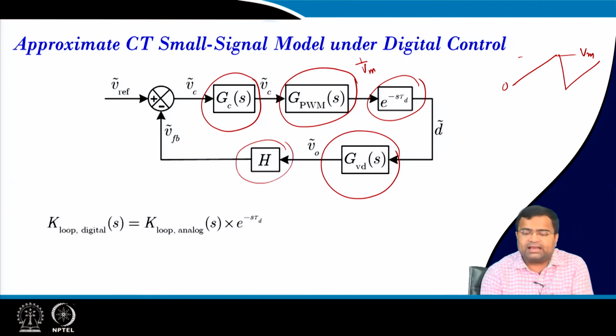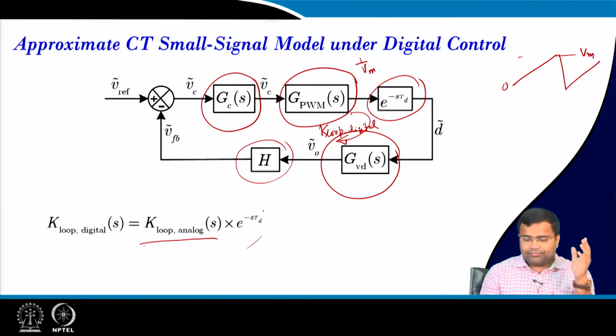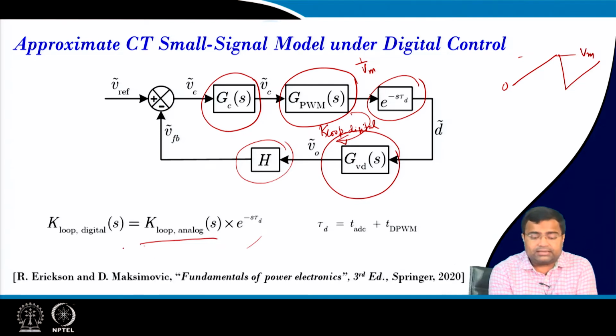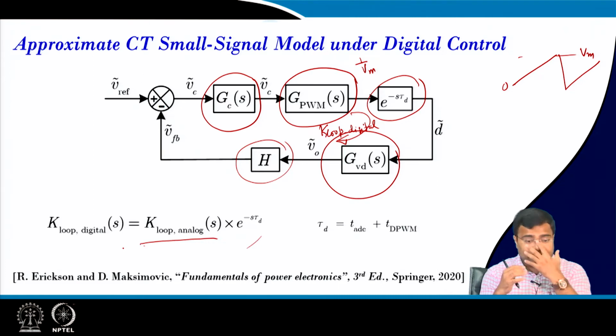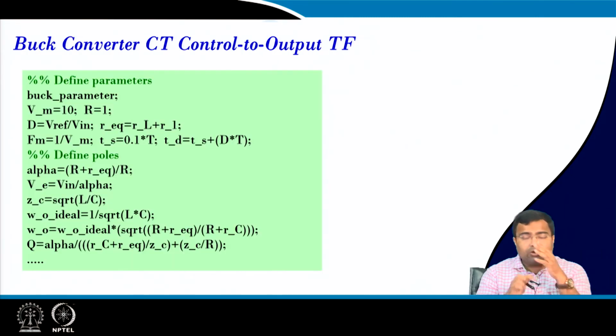And so, the total loop delay, that means the loop gain K loop under digital control, is the same as the analog control multiplied by the delay, and the delay is the ADC plus DPWM. You can get this basic concept of how to model the digital controller in the third edition of Fundamentals of Power Electronics, where it is introduced that if you add delay, it can reasonably capture small signal behavior. So, we want to check using MATLAB.